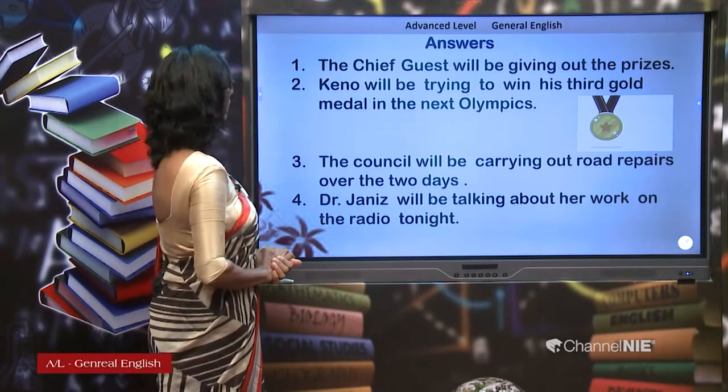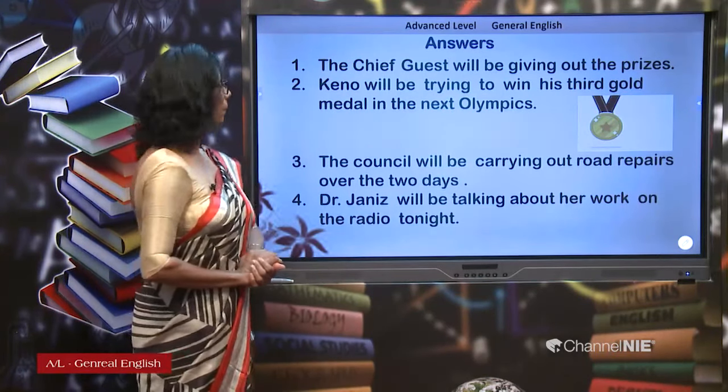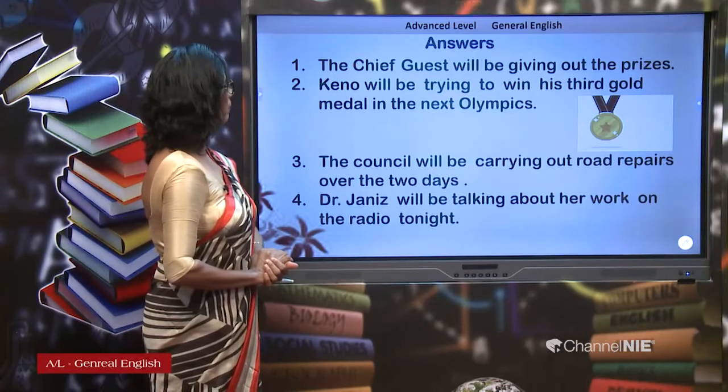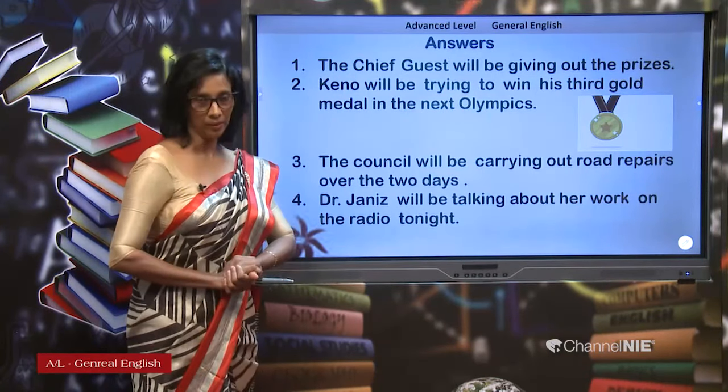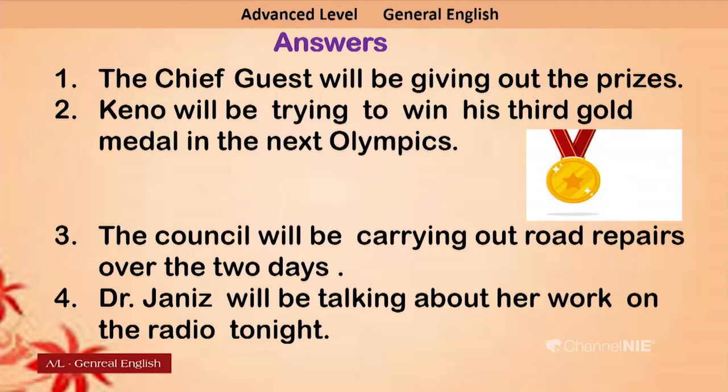with answers. First 2, let's check. The chief guest will be giving out the prizes. The first one, Kenu will be trying to win his 3rd gold medal in the next Olympics. The third one, the council will be carrying out road repairs over the 2 days, specific time over the 2 days. Next one, Dr. Janice will be talking about her work on the radio tonight. Tonight, that is the specific time.